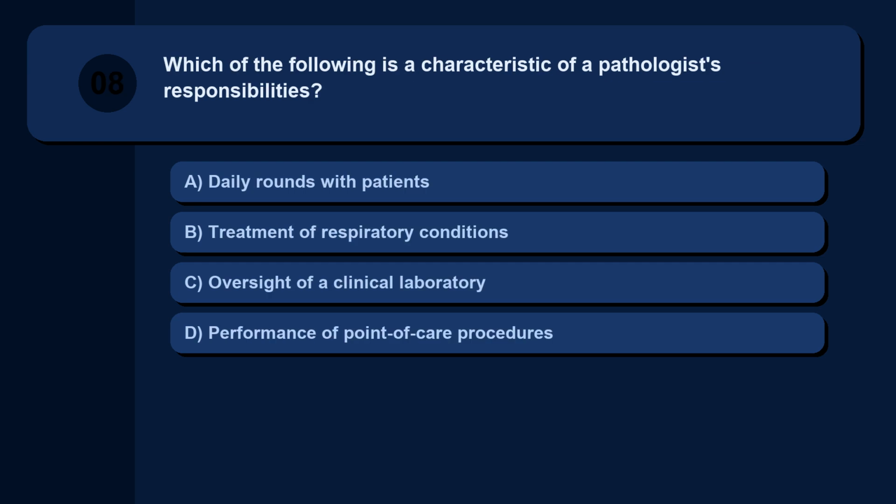Question 8. Which of the following is a characteristic of a pathologist's responsibilities? Daily rounds with patients, treatment of respiratory conditions, oversight of a clinical laboratory, performance of point-of-care procedures. Pathologists are responsible for the oversight of clinical laboratories, ensuring accurate testing, quality control, and the interpretation of results. They do not typically perform daily rounds or point-of-care procedures.